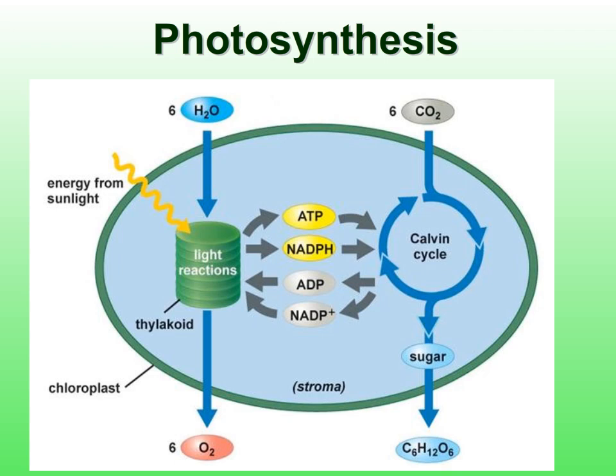Let's review. The light reactions produce ATP and NADPH, and the system is re-energized when water is oxidized to oxygen. In the Calvin cycle, carbon dioxide is fixed into G3P molecules that exit the cycle and combine to form glucose.